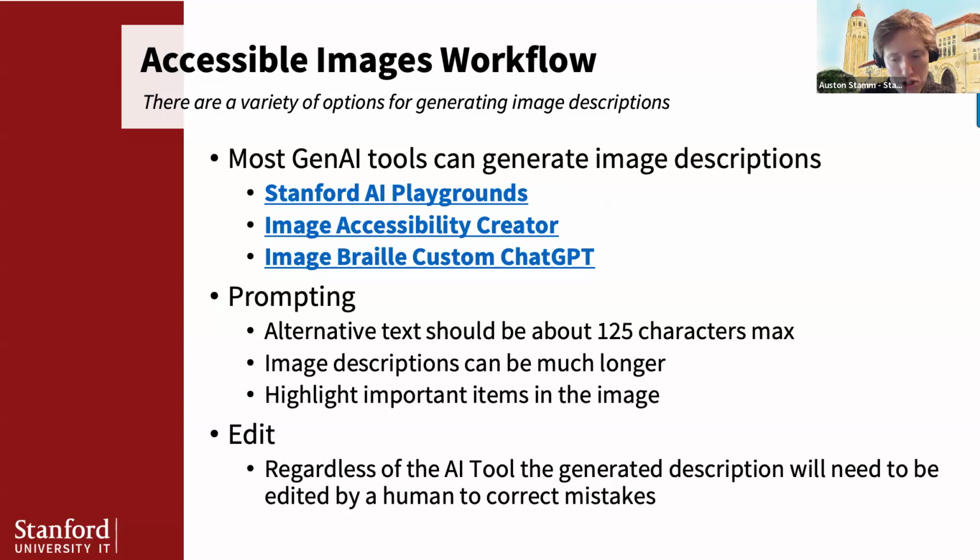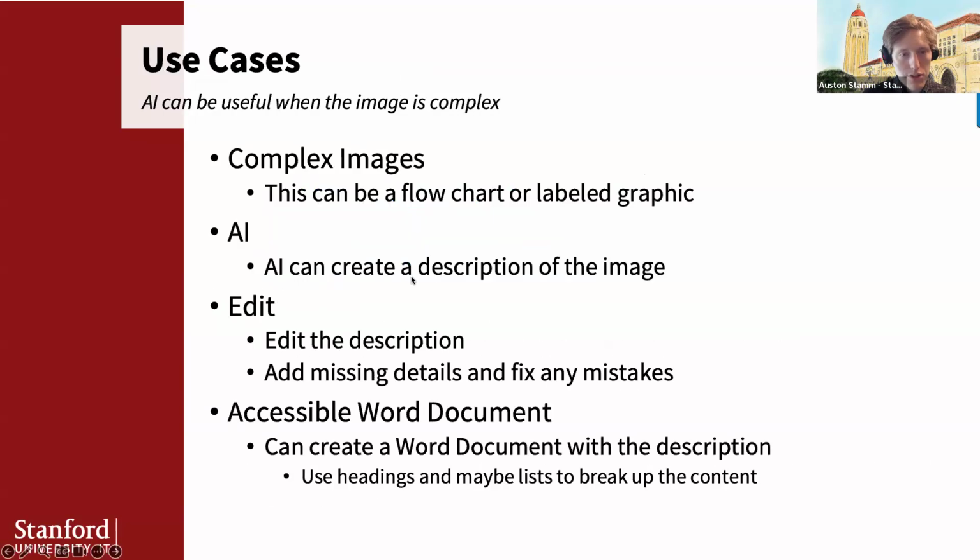When it comes to that as well, you want to be checking, as I said, and reviewing whatever descriptions the AI generates. There are a lot of use cases here for complex images. You can go in and get a starting base to edit from, and you could potentially put it into a Word document with headings and lists, and then have a decision tree created in there, or a description.